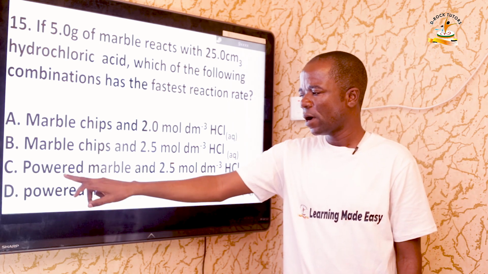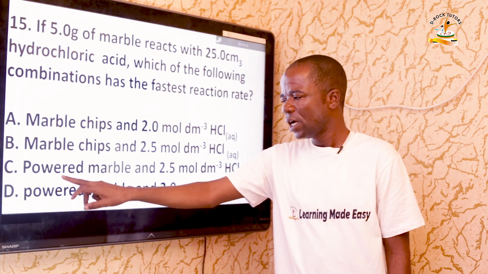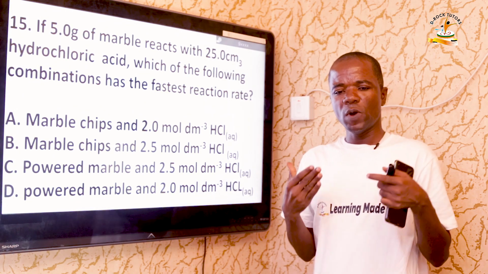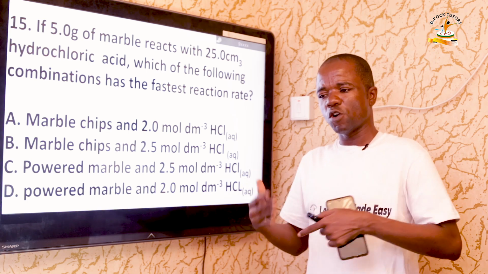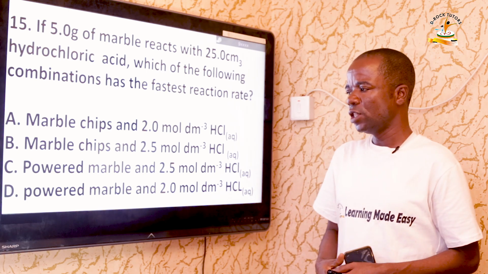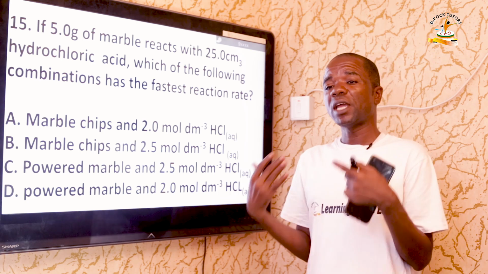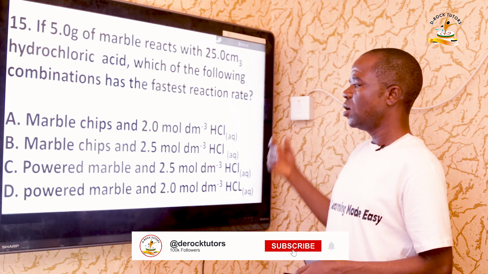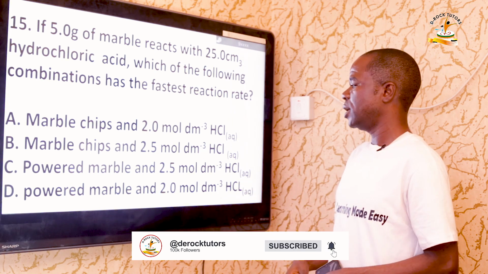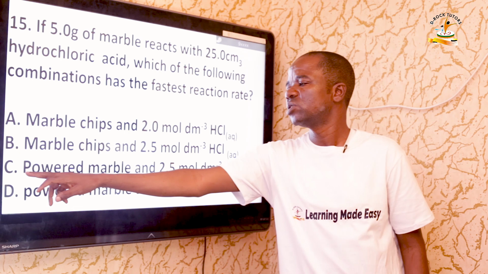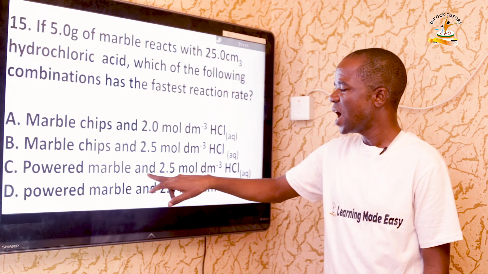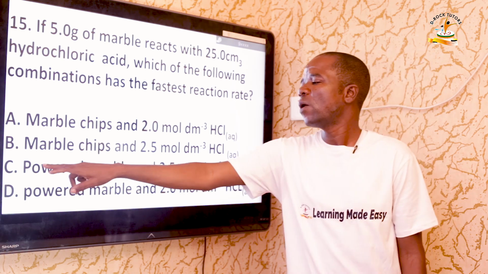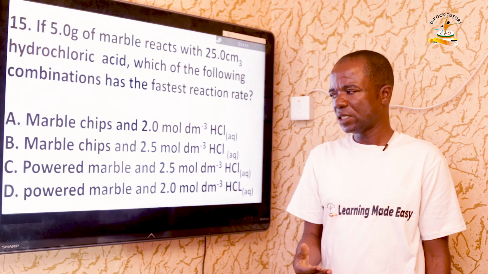So our emphasis, at least our gaze, should be on the powdered marble, because when something in lump form has been reduced to powdery form, we have essentially increased the surface area. And we know that the higher the surface area, the faster the rate of a chemical reaction. So the correct answer here is going to be option C, powdered marble and 2.5 mole per dm cube. Why is it? Because powdered marble has a larger surface area.